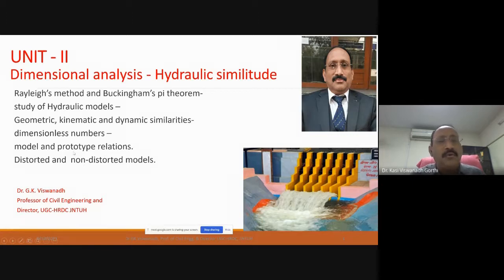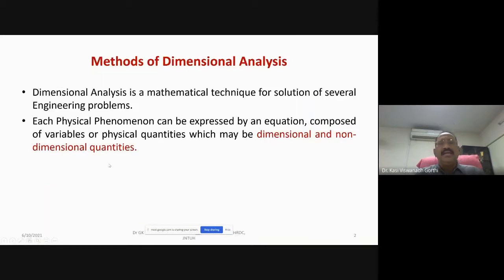Okay, model prototype relations. Distorted, non-distorted. As the process goes on, we try to understand what is this distorted, non-distorted. Okay, so we have dimensional analysis techniques like Rayleigh's method and Buckingham Pi method, followed by the model analysis for the hydraulic structures. Both the things we will see in this important unit.